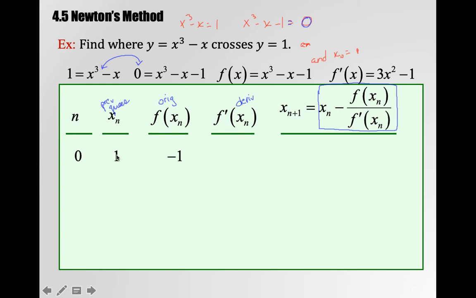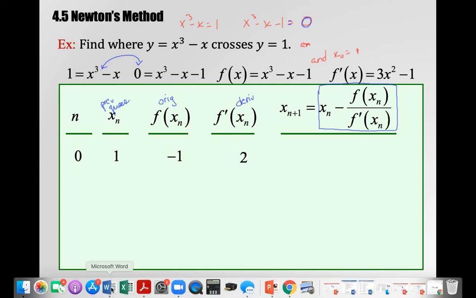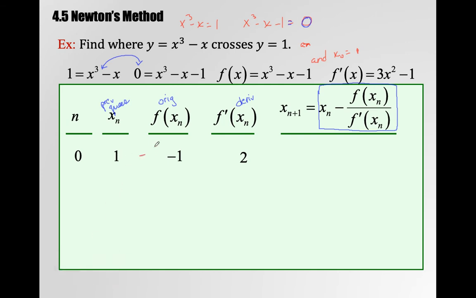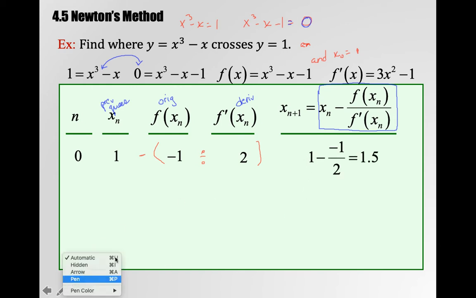Then plug your first guess into the derivative. 3 times 1 squared minus 3. Now do 1 minus negative 1 divided by 2, which is 1.5, which is your next or your new guess. I got that guess using the formula, so I call that 1.